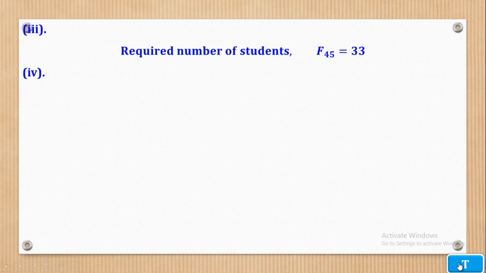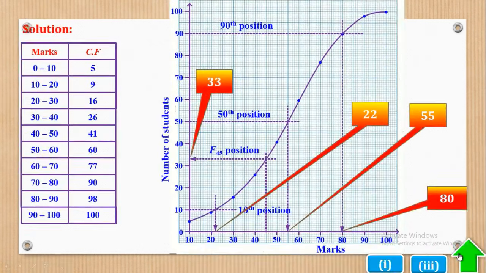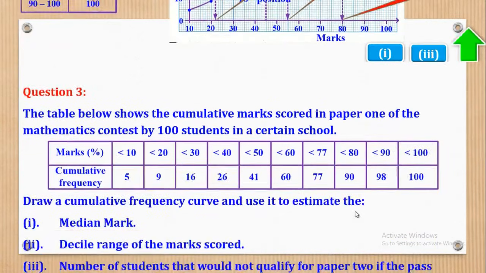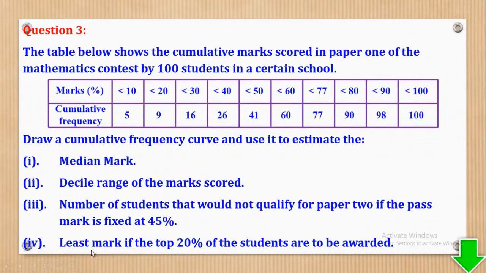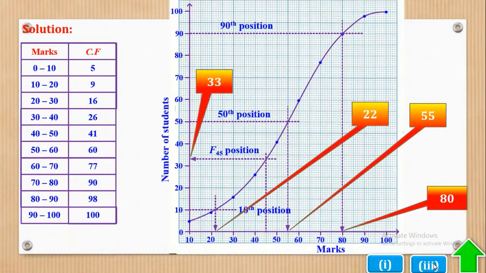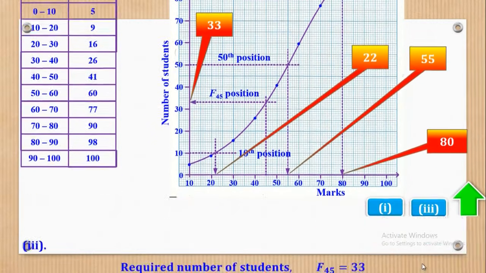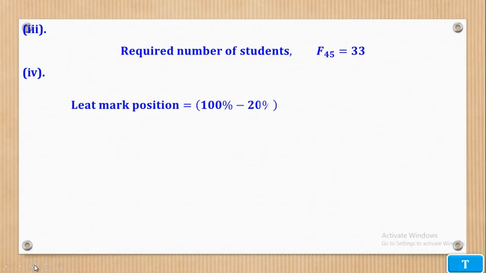Then Roman 4. Roman 4, they said the least mark if the top 20% of the students are to be awarded. Top 20, it means that you have to first get the ones below. So the least mark position will be 100 minus 20 to give you 80%, because these are the ones which are below, and the position will be 80.